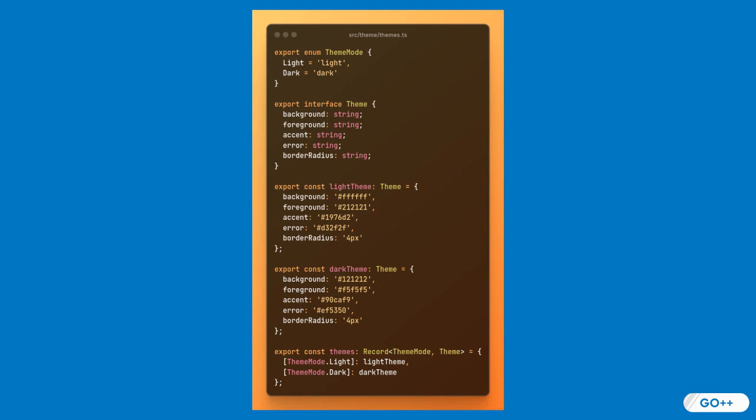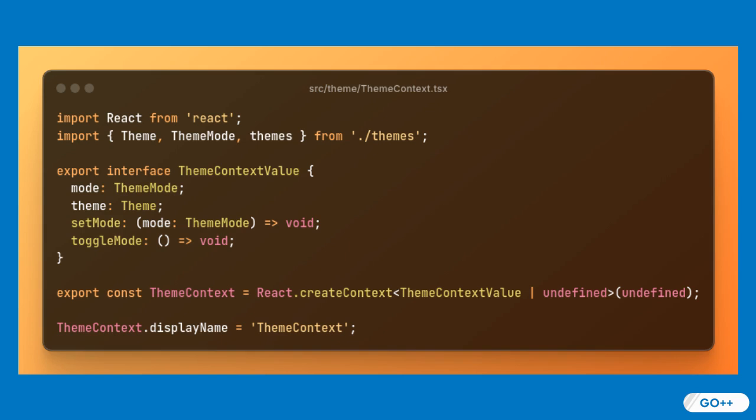This ensures that all components using themes only have access to validated, type-safe theme properties, preventing runtime errors and enforcing consistency across the application. The theme context defines the shape of the theme state and actions available throughout the app. By initializing with undefined, it enforces that all consumers are wrapped by the provider, catching misusage early in development. The display name aids debugging in React Dev Tools.